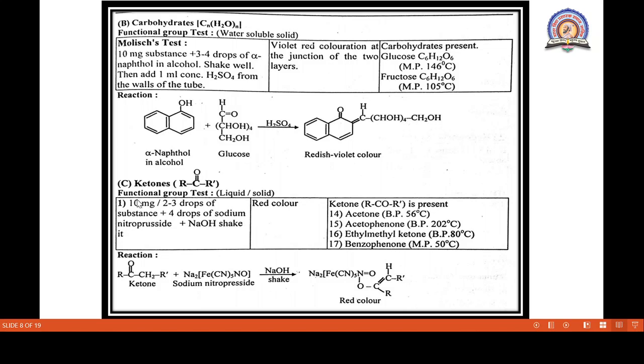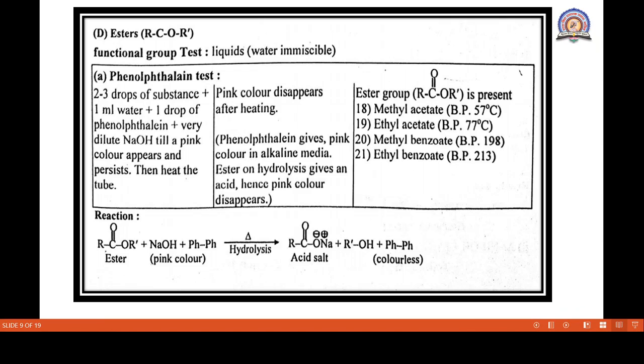Then the next one is the ketone. For this we take 2-3 drops of substance, 4 drops of sodium nitroprusside and NaOH. Shake it well. If a red color is observed, then ketonic groups, ketones, are present. Again, by taking their boiling point or melting point, we conclude which type of ketone is present. Okay, so this is the ketonic compound. The formula for sodium nitroprusside is Na2Fe(CN)5NO. Then we add NaOH, shake, and we get this compound which has a red color. Okay, so this is the test for the ketone.